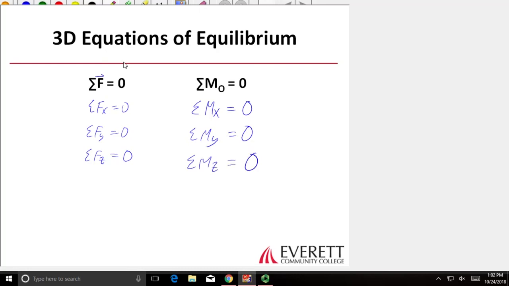So we end up with 6 equations of equilibrium that we can use. So how many unknowns can we solve for? 6. Yay! Okay. So let's do one of these.